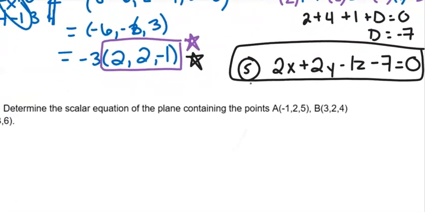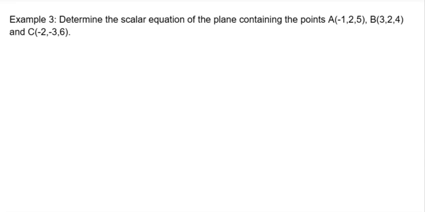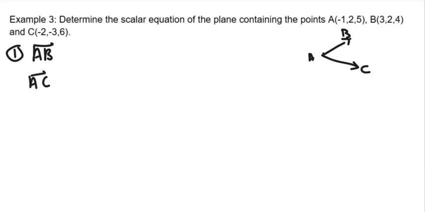Okay, let's try another one. In this example, we're going to find the scalar equation of the plane containing these points, A, B, and C. Step 1, as a reminder, was to identify the direction vectors that define the plane. In this case, I don't actually have direction vectors, I have points A, B, and C. So as a first step, I'm going to need to find AB and AC.